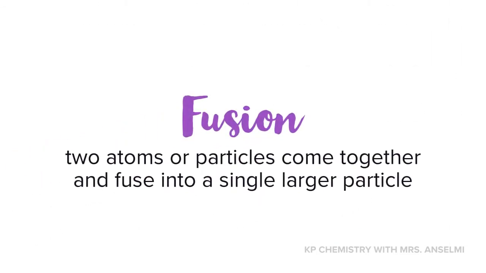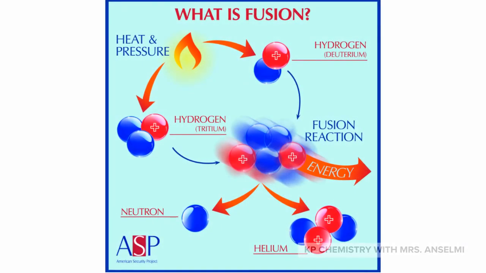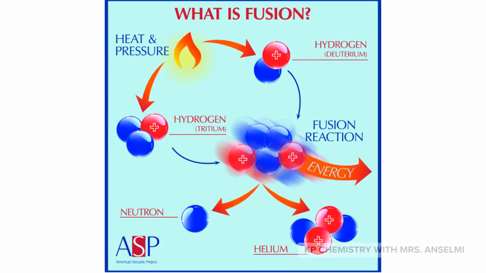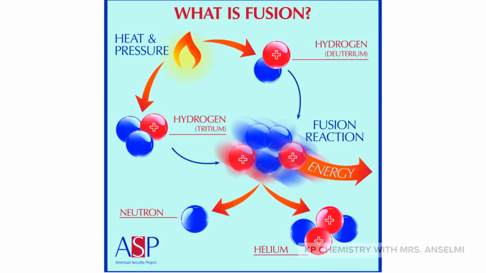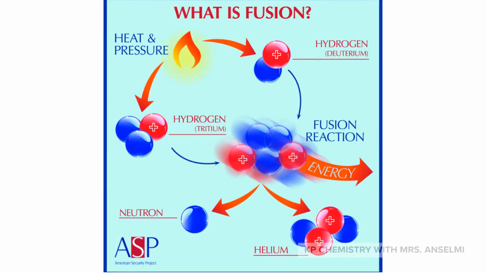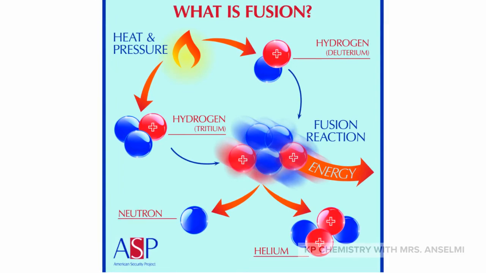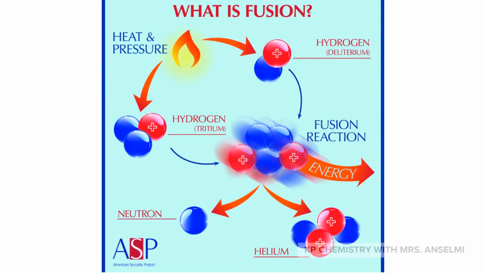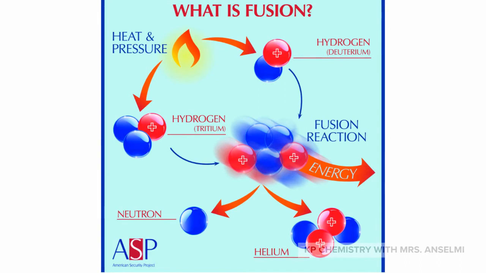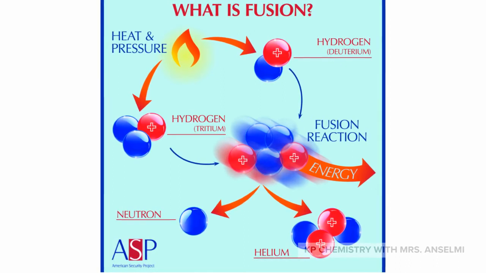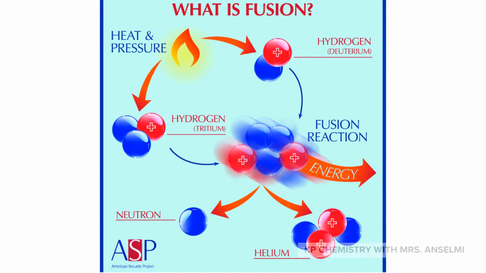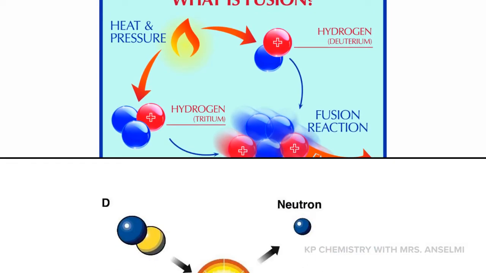The other type of nuclear reaction is called fusion. Fusion takes place when two atoms or particles come together and fuse into a single larger particle. Fusion can release up to 10 times more electricity than fission, which would make it great for producing electricity in nuclear power plants. But it takes a large amount of heat energy to get a fusion reaction started. So scientists have not yet found an efficient way to use fusion for energy production. The challenge is finding a way to get more energy out of the process than you have to put into it to get it started.